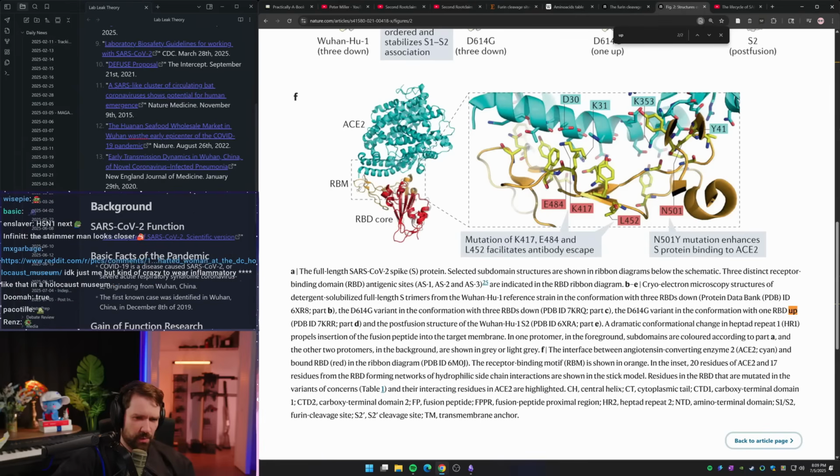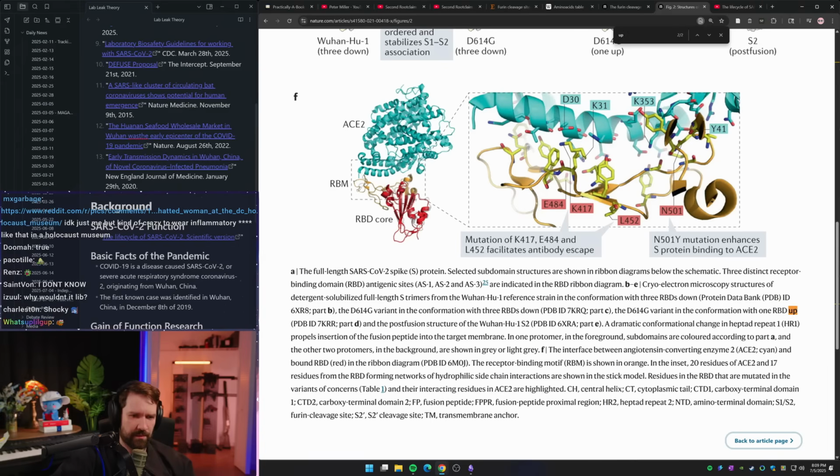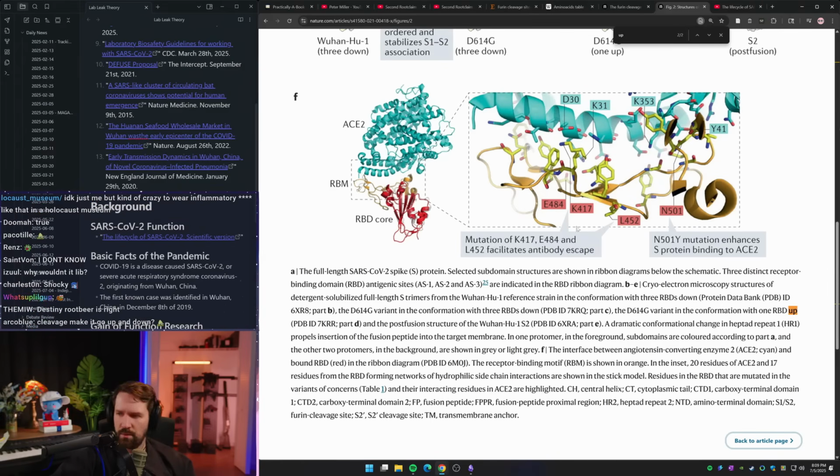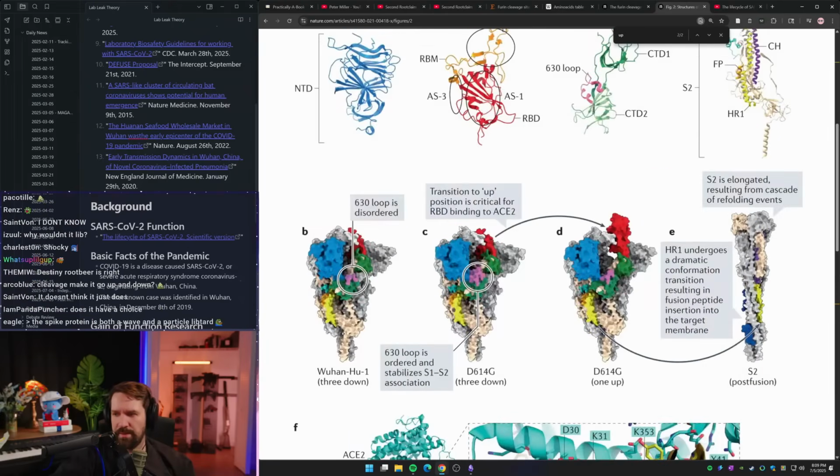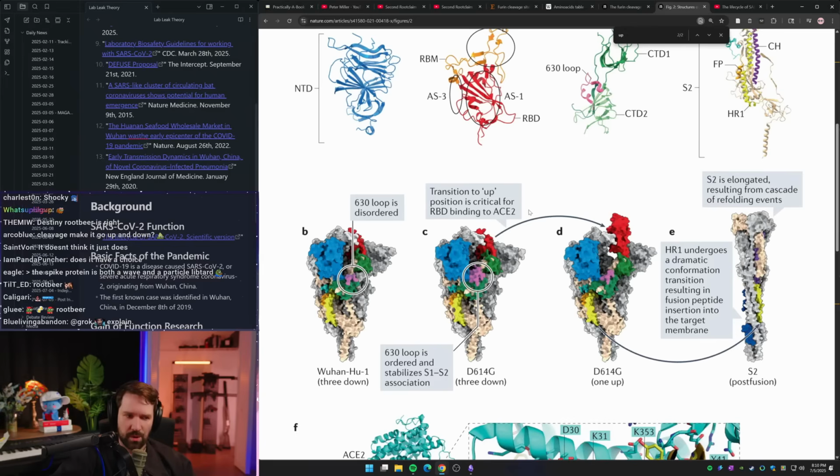D614G mutation shifts equilibrium of up-down conformation towards up, which increases the likelihood of ACE2 binding. But it seems like that also increases the likelihood of it being detected by the immune system. It sounds like the whole meme is that this stays down, which makes it almost impossible for the immune system to detect, and then it flips up to do the binding. But I just don't know what causes the flip up.